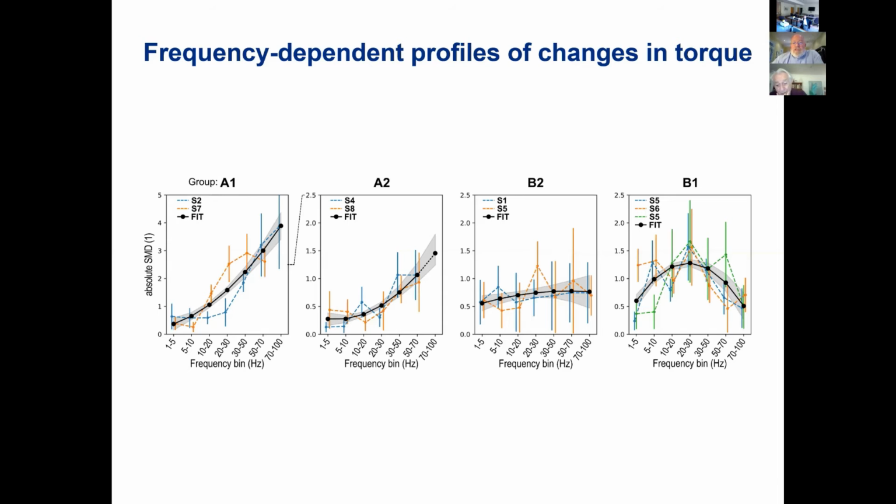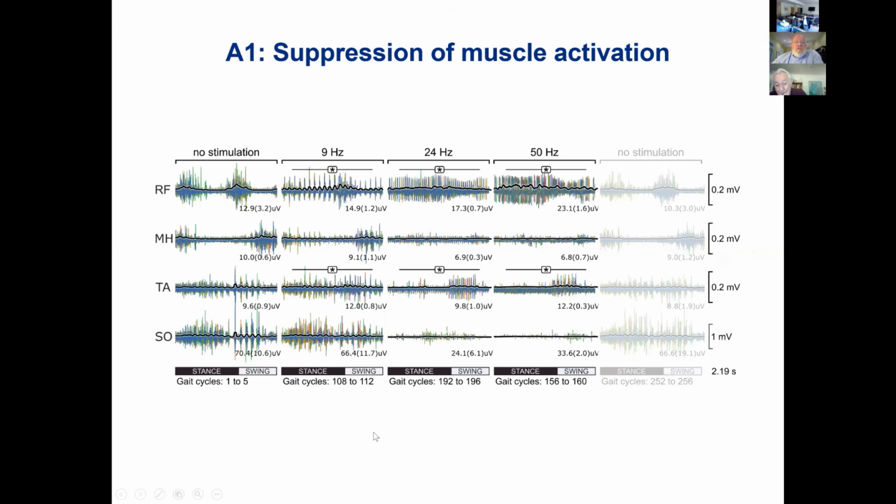So now this just tells us about forces. We did go look at the EMG, and this is an example of the suppression of muscle activity with increasing frequency. So this is sort of like the A group. So here's the stimulation, no stimulation, and here's the EMG patterns going along here for these leg muscles. And we turn up to 9 hertz and then up to 24 hertz and then up to 50 hertz. This nice pattern that's locomotor appropriate, at least for the proximal muscles. There's sort of co-contraction and clonus down here in the ankle movers.